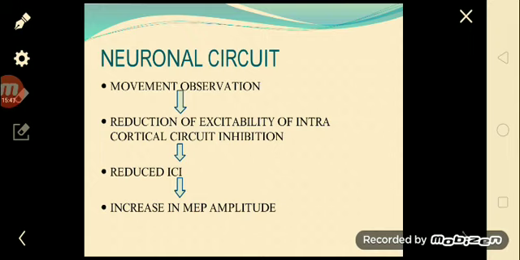This is a neuronal circuit. When we observe the movement, the motor evoked potential increases. When we observe the movement, the intracortical circuit inhibits. So what happens? Increase in the motor evoked potential amplitude happens.